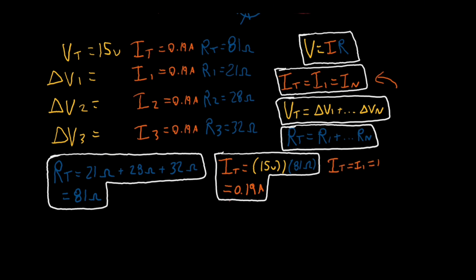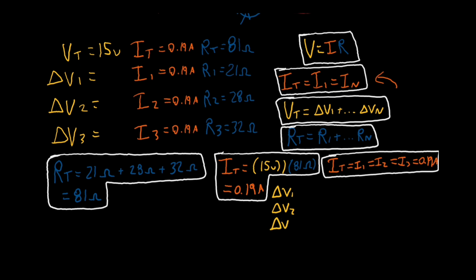But to show our work, we need to show that IT equals I1 equals I2 equals I3, which equals 0.19 amps, to get full marks. Now look at that. We have all of the currents as well as all the resistances, and now we just need to find the three voltages.